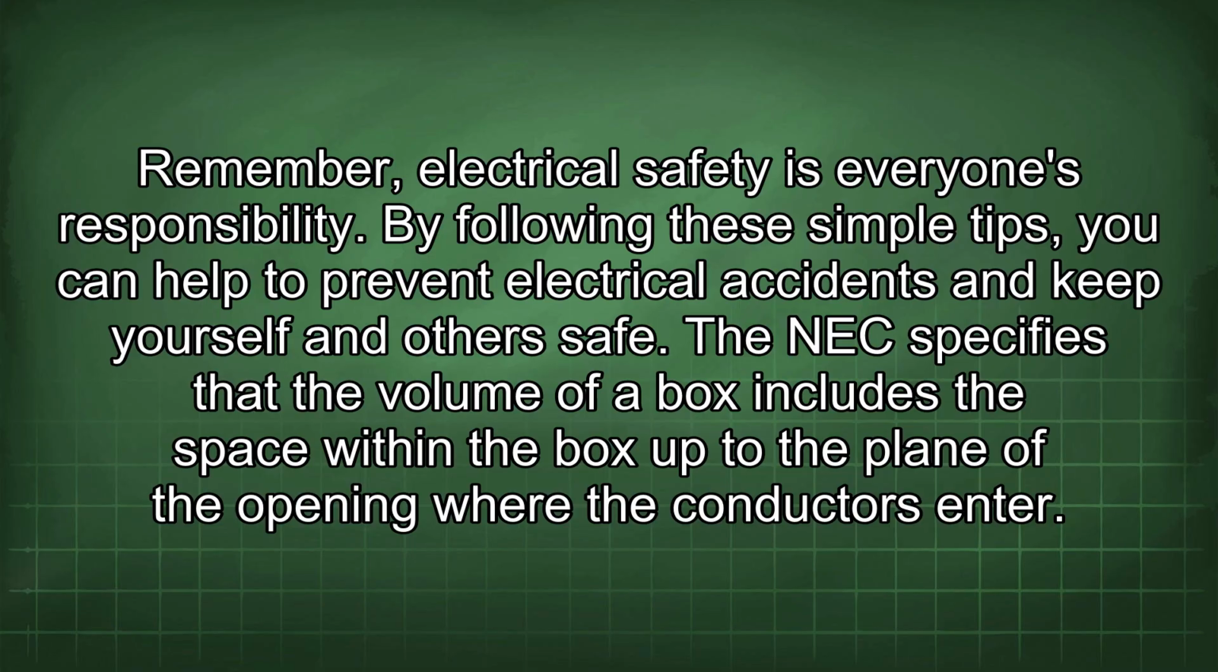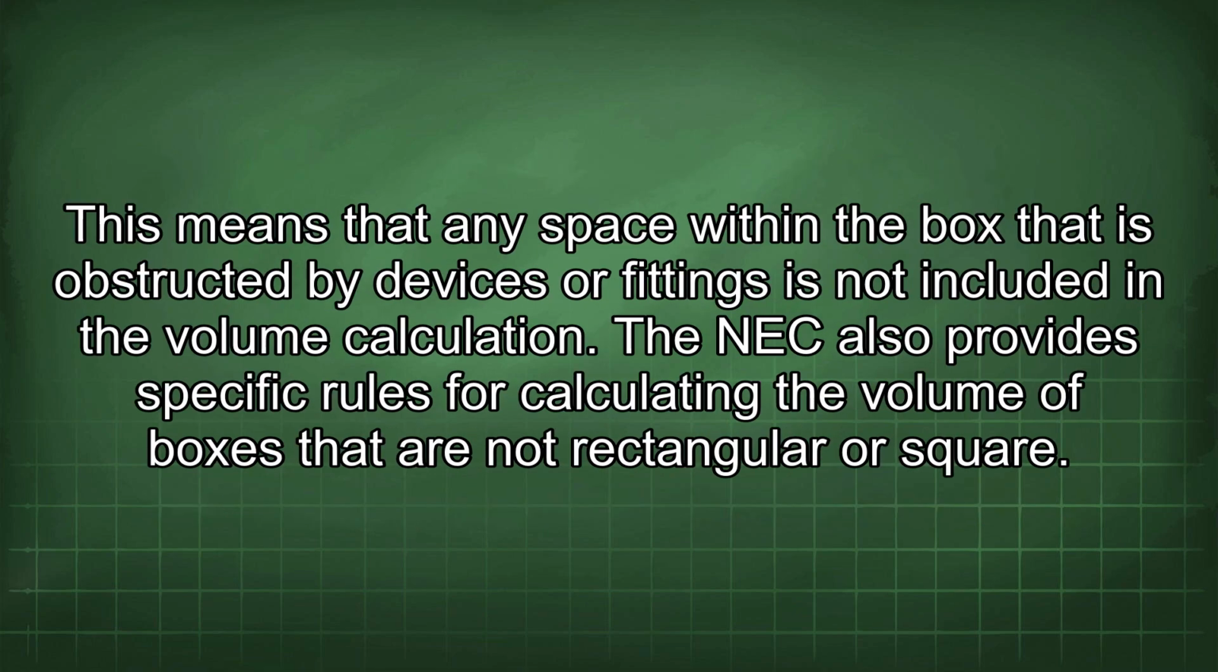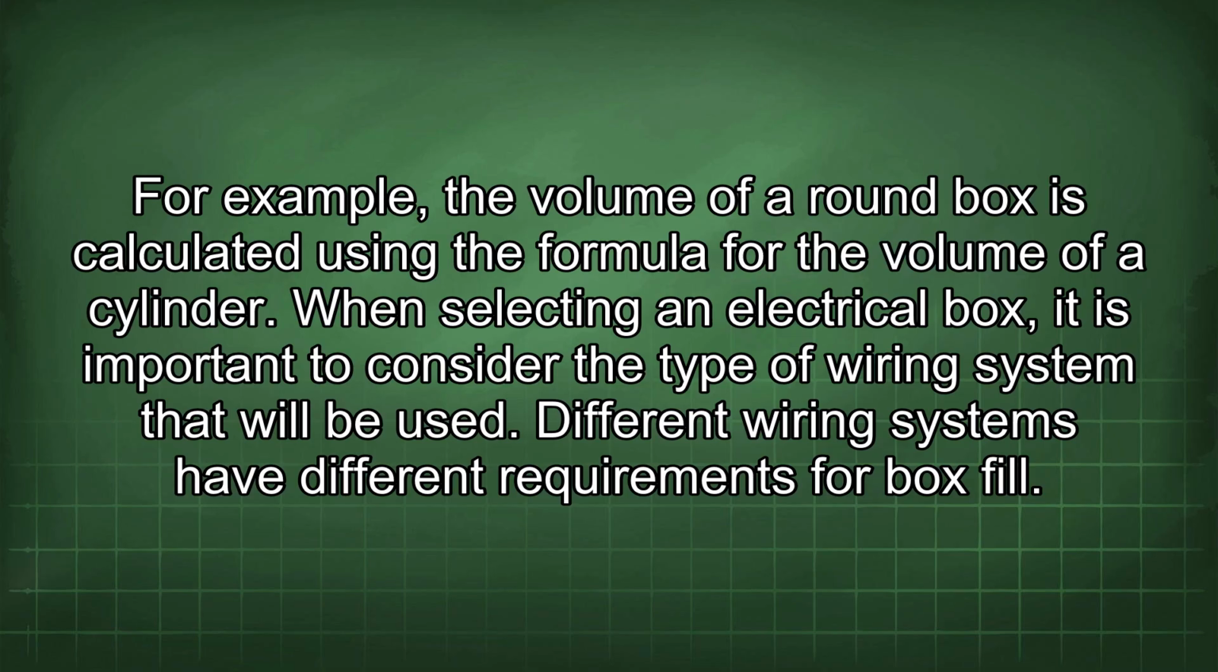The NEC specifies that the volume of a box includes the space within the box up to the plane of the opening where the conductors enter. This means that any space within the box that is obstructed by devices or fittings is not included in the volume calculation. The NEC also provides specific rules for calculating the volume of boxes that are not rectangular or square. For example, the volume of a round box is calculated using the formula for the volume of a cylinder.